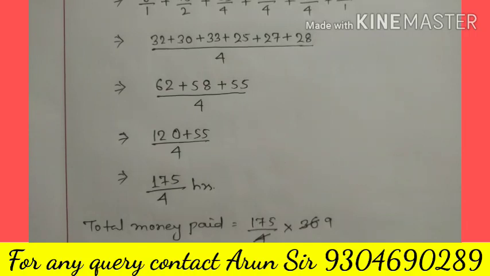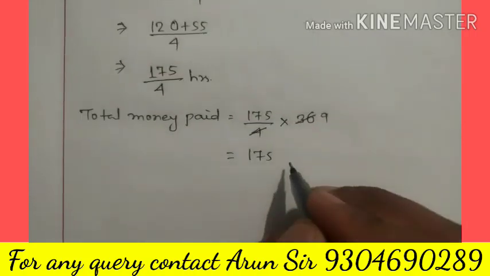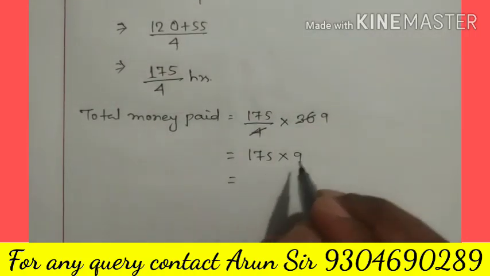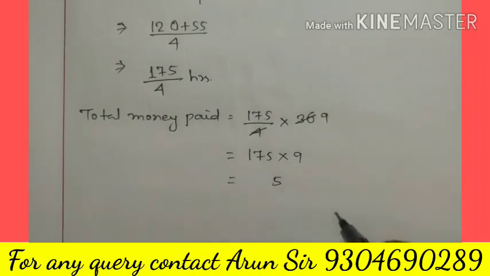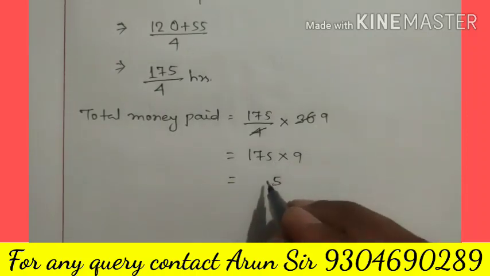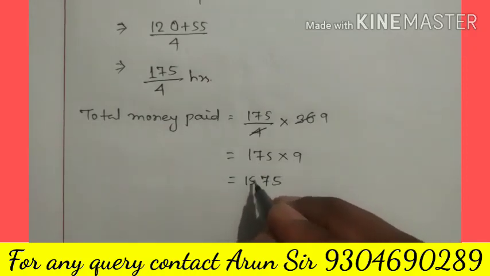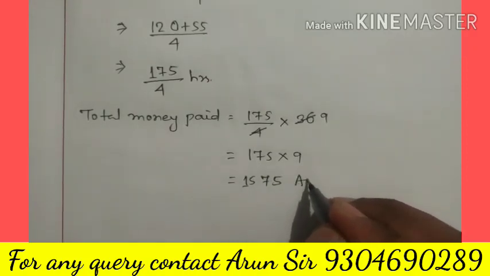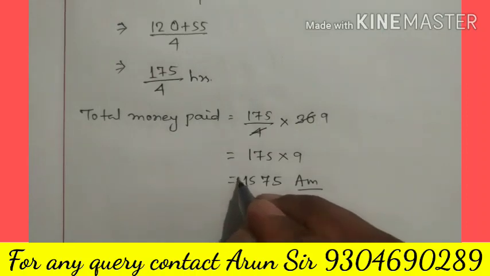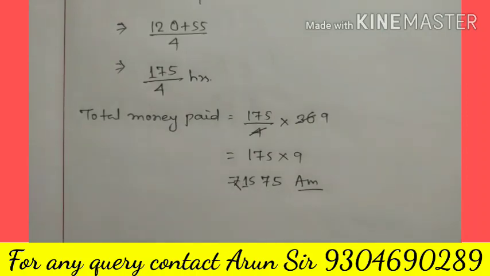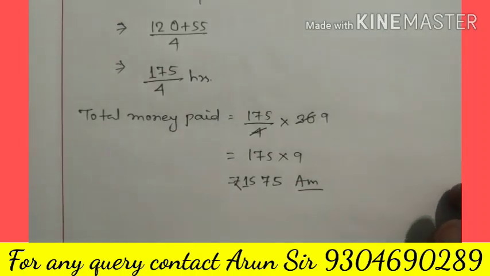Now 175 into 9. 9 5 is 45. 9 7 is 63 plus 4 67. Carry 6. 9 1 is 9, 6 15. It means that for working 6 consecutive days, that boy will earn 1575 rupees. Next question. Question number 5.